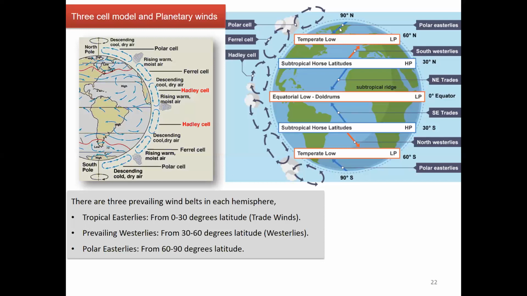Next, the third planetary winds are the polar easterlies, which are moving from the pole towards the mid-latitude region. These are the polar easterlies in the northern hemisphere. So these are the three prevailing winds that affect the overall circulation on planet Earth. I'm mentioning this here because we'll be discussing these things again and again as we proceed in this module.